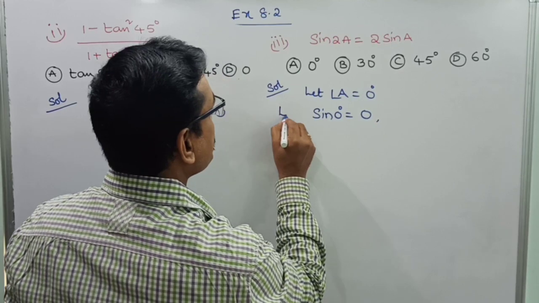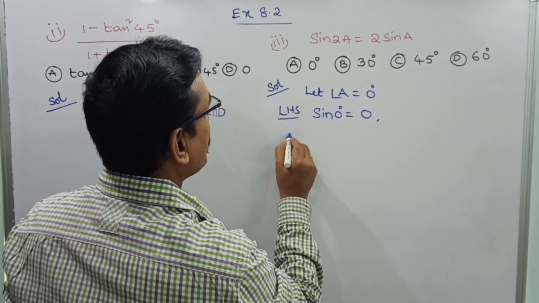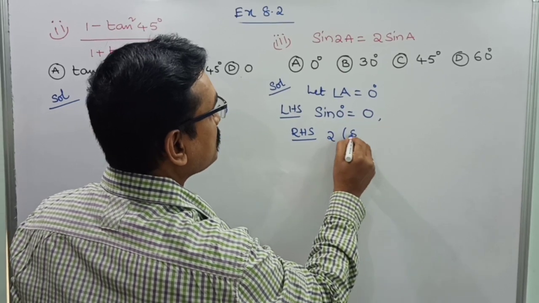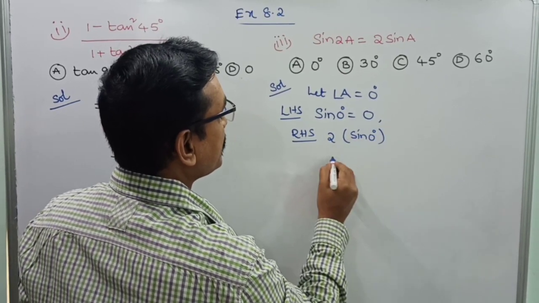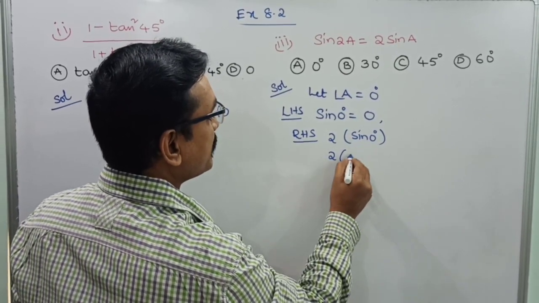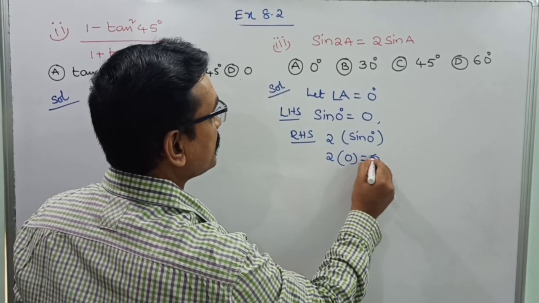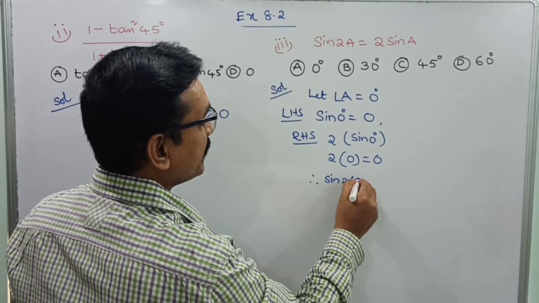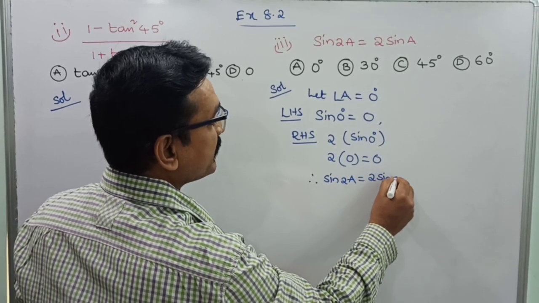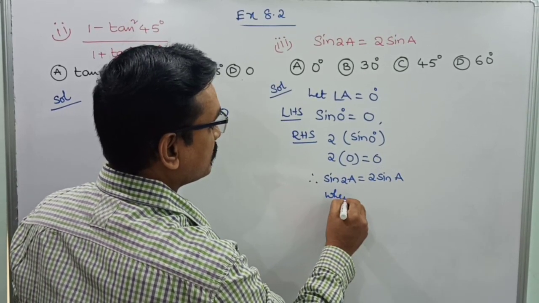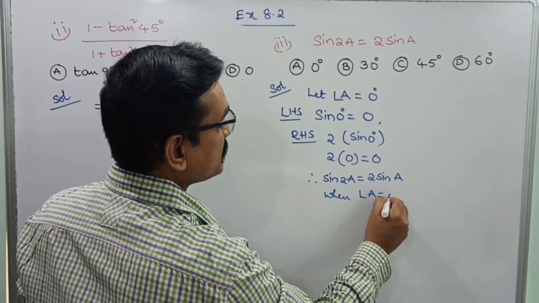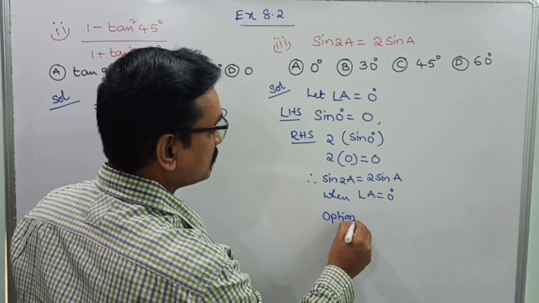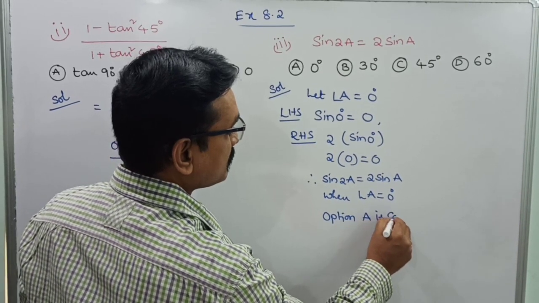And this is LHS and RHS 2 into sin 0 degrees. So 2 into sin 0 value is 0. So 2 into anything is 0. Therefore, sin 2a equals to 2 sin a when angle A equals to 0 degrees. Therefore, option A is correct.